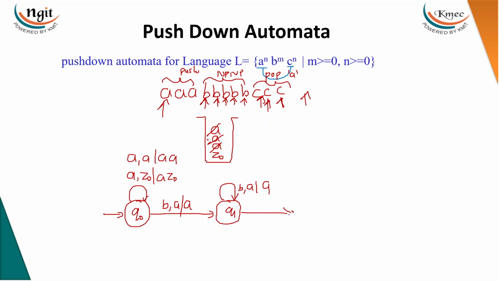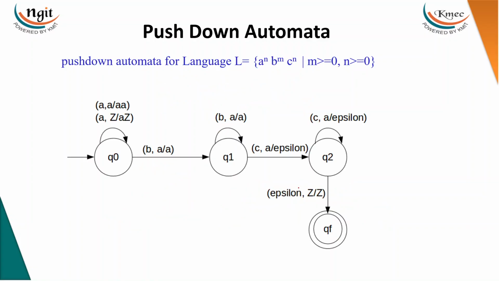Then after B, you'll be having C. For the C, what must be the top of the stack? A, perform pop, because for C must be A. Then for any number of C's, you can take pop. Okay, then you can write epsilon Z0. You can accept it by going to the final state. So this is how we have to draw it. See, same.